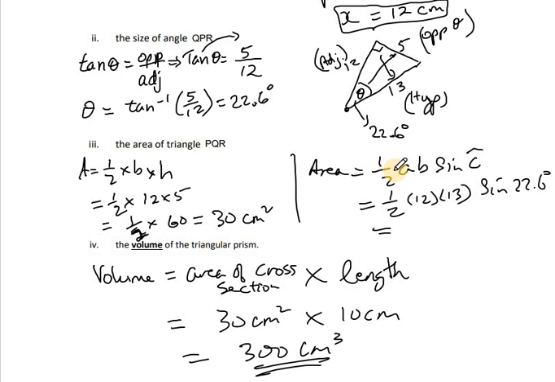When we put that in our calculator, we can say 0.5, that's half, multiplied by 12, multiplied by 13, and we press times sine of 22.6, close bracket, and we get 29.975. If we were to round this off to one decimal place, we'll actually get 30.0 centimeters squared. So we see the answers are pretty much the same.